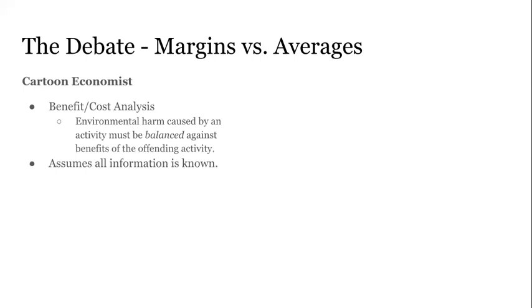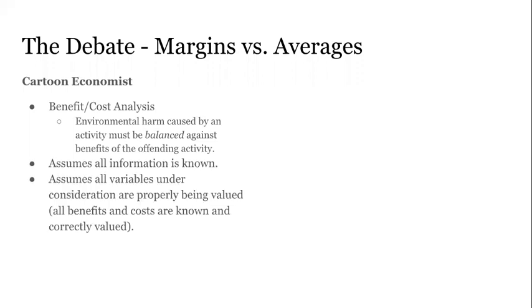Of course, this assumes not only how we measure, when we measure, but it assumes that all the information is known, which means it assumes that all variables under consideration are properly being valued. All benefits and costs are known and correctly valued. This is something we call, in a perfect world, a total value analysis.